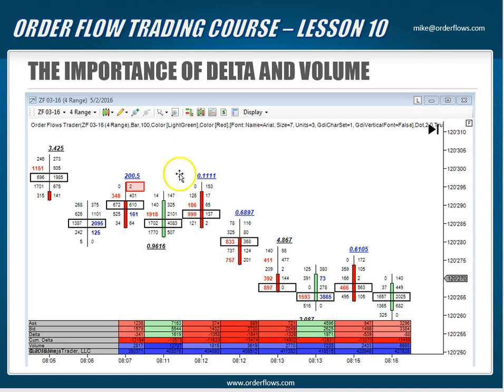So we'll take a look at this bar right here at 812. You see 374. If you take all the volume traded on the offer and add it together, you get 374. On the bid side, if you take all the numbers traded on the bid, you get 1432. When you subtract the 374 from 1432, you get negative 1058. So you have a negative delta in the bar, and that's telling you there was more sold into the bid than bought on the offer.